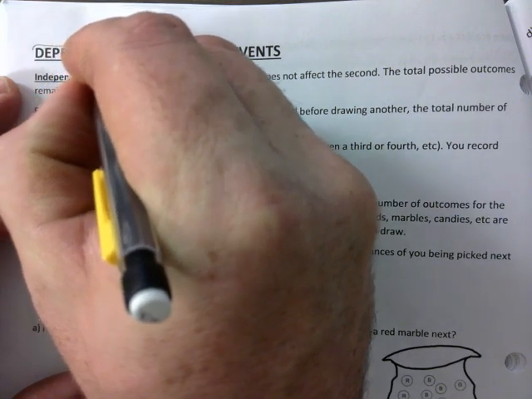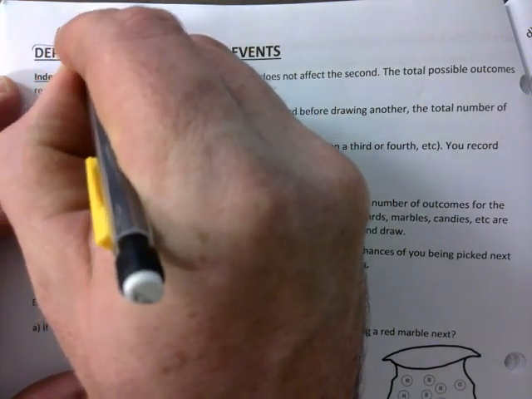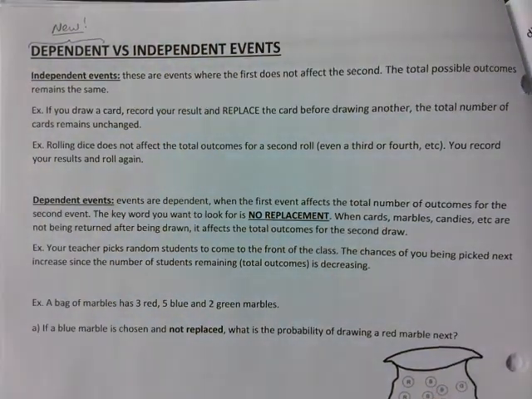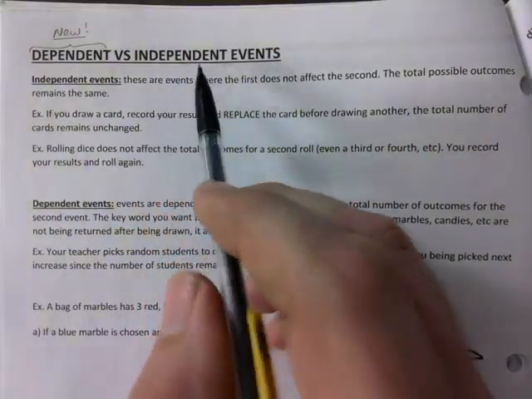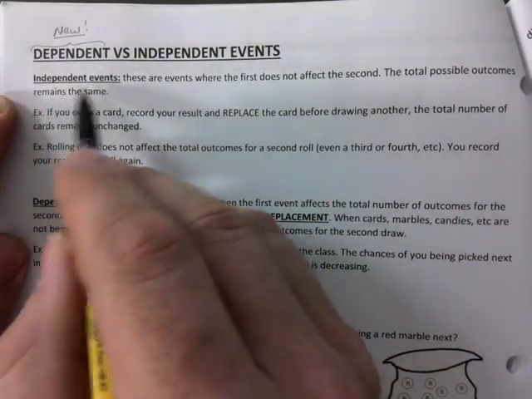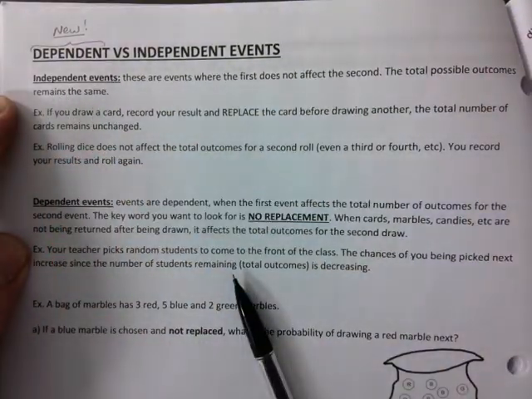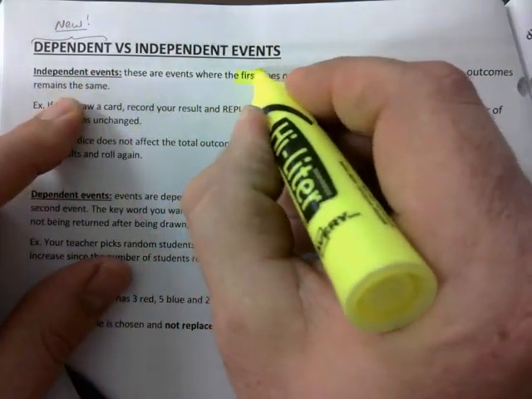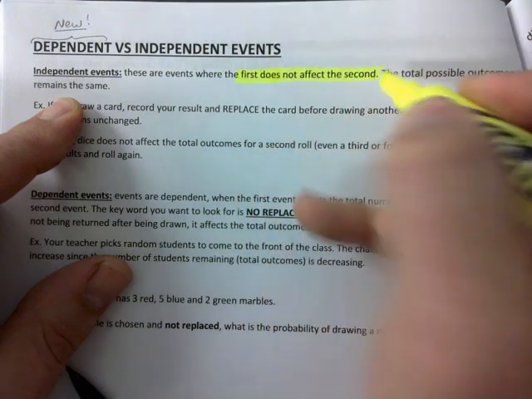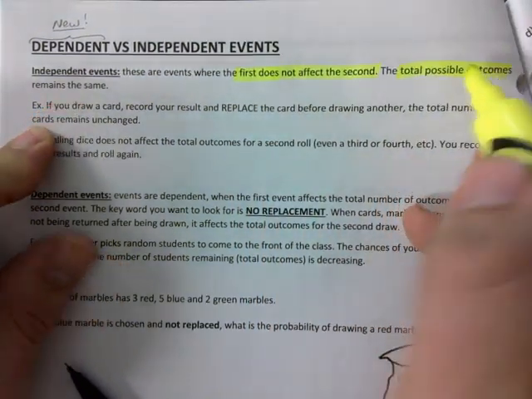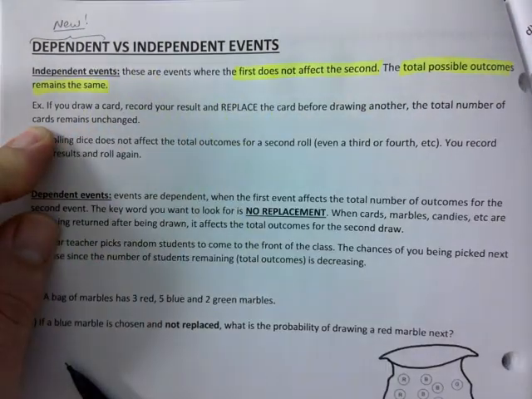So this part here is new, okay? That is new to us, the dependent part. The independent is what we've been doing up until this point already. So independent events, grab a highlighter. Independent events is where the first does not affect the second. In other words, the total possible outcomes remains the same.